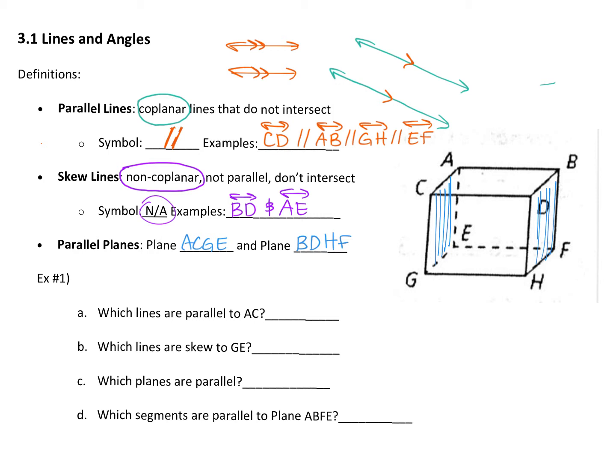Okay, how many other pairs of parallel planes are in this picture? There's 4 more planes, right? 2 more pairs of parallel planes. So top and bottom are parallel, and then front and back are parallel. Okay, any questions on that?